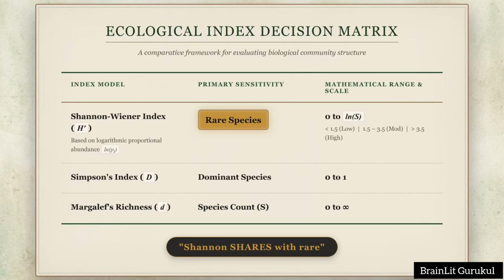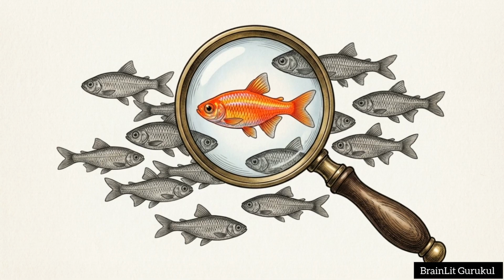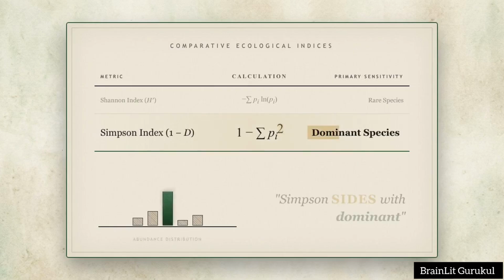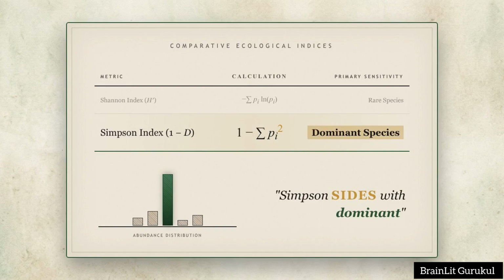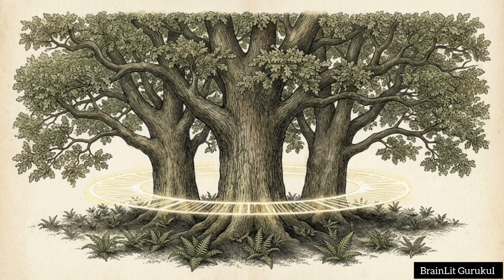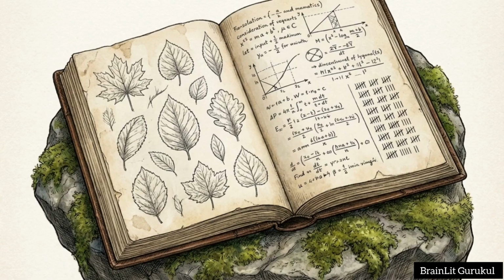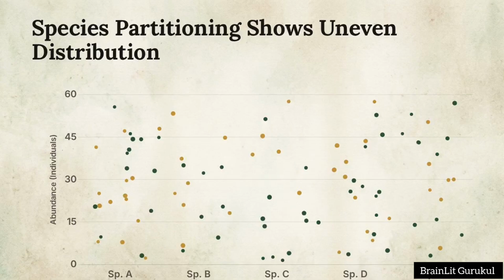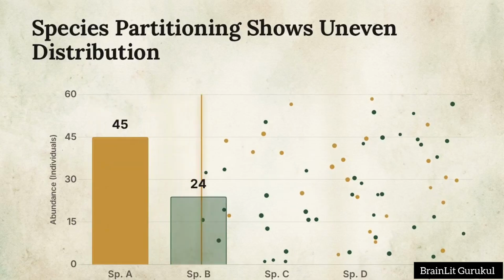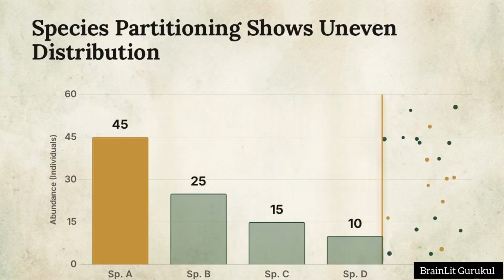The first rule of analysis is Shannon shares with rare. Shannon is used when the impact and presence of low-abundance species are the primary focus. The second rule is Simpson sides with dominant. Simpson is chosen to track the influence of abundant species that characterize the habitat. Finally, Pielou's evenness measures distribution equality, while Berger-Parker isolates the most abundant player in the system. Alpha diversity serves as a mathematical audit of a community. It transforms a simple list of species into a weighted assessment of how individuals are partitioned across the ecosystem.